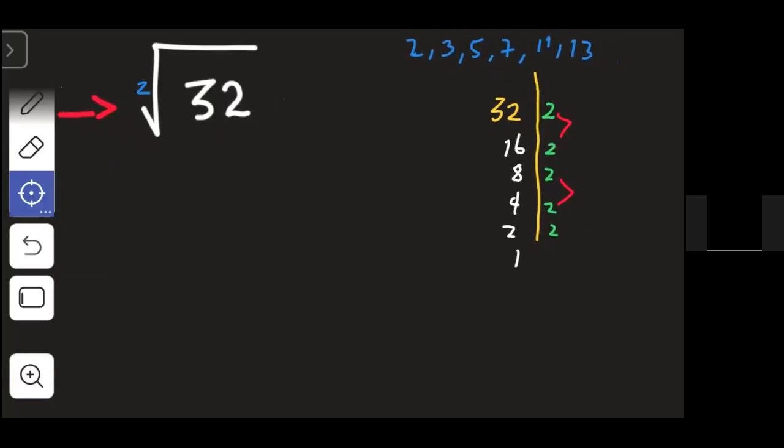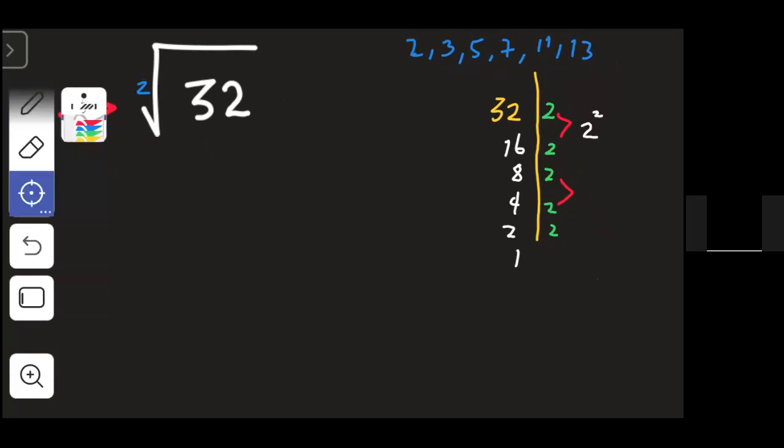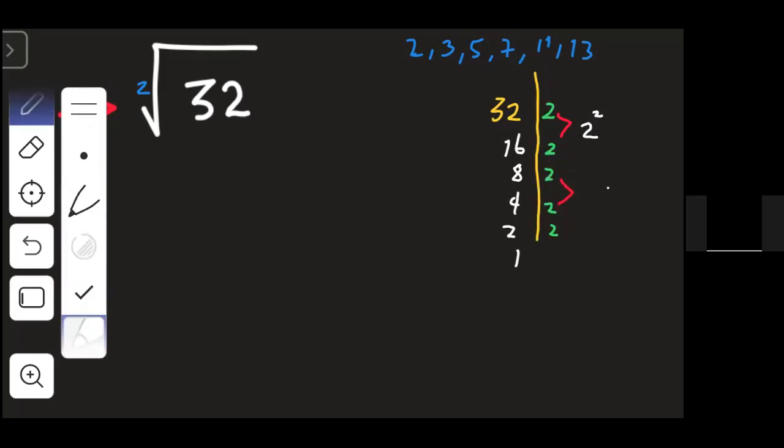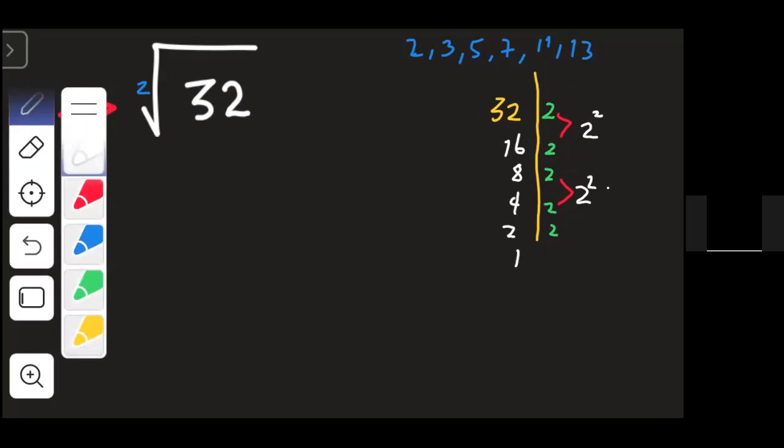So now, guys, instead of having 2 times 2, how can I represent this as an exponent? 2 square, that's perfect. 2 square. Take a look, 2 times 2 is 4. 2 square is 4. Because this is factoring, actually, guys. It's representing 32 as a multiplication. 2 times 2 is 4, times 2 is 8, times 2 is 16, times 2 is 32. Okay, we're factoring this. So instead of having 2 times 2, we're going to say 2 square. And this 2 is going to be alone, just alone like that.